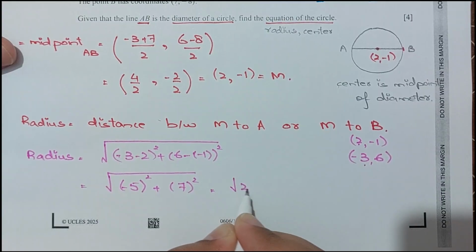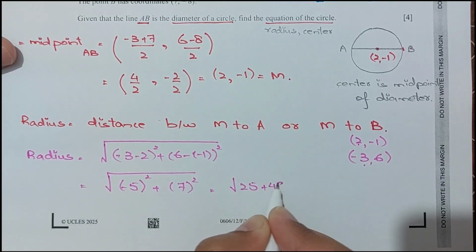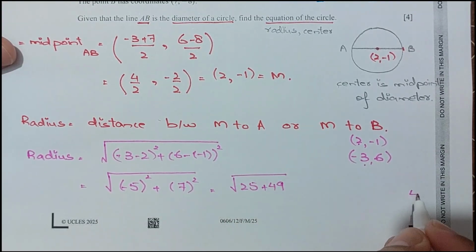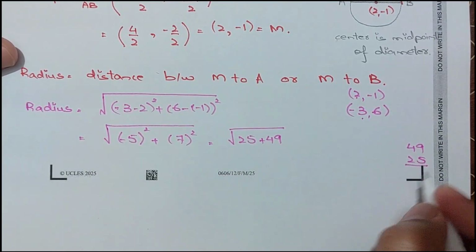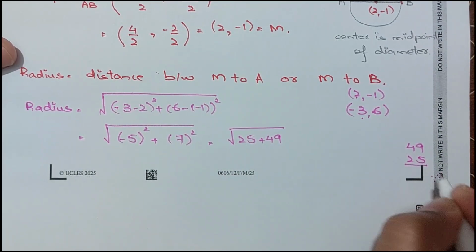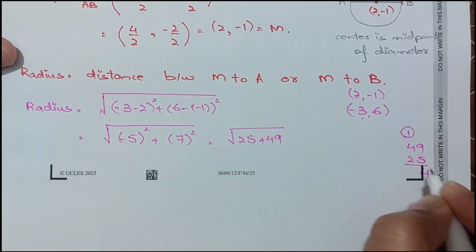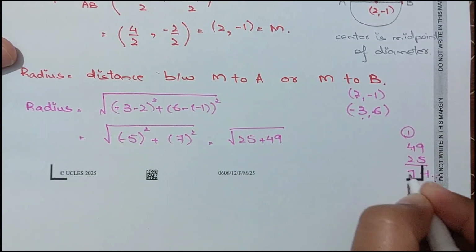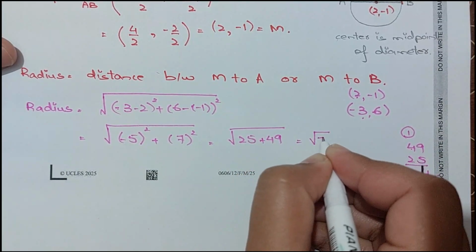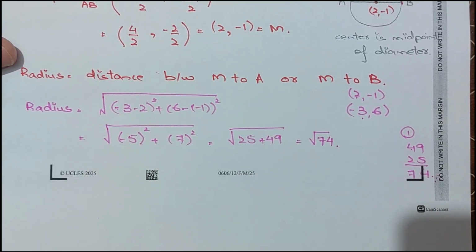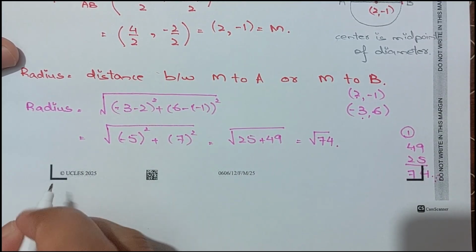This would be the root of 25 and 49. Their sum is 74. This is root 74, and that is my radius. Now let's find the equation of the circle.